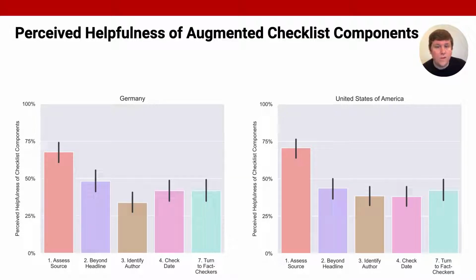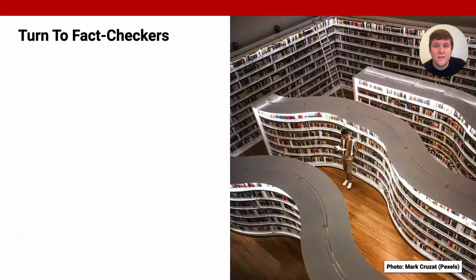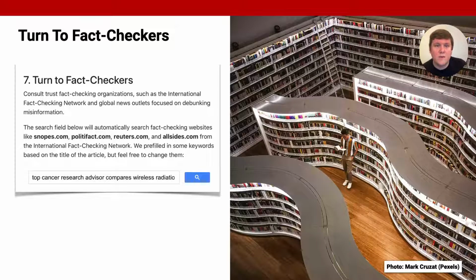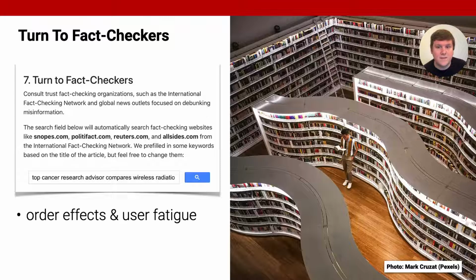In the paper, we thoroughly investigate the correlations between the different ratings and task performance. We find that the technically most sophisticated turn to fact checkers component from the checklist that you see on the left was perceived as less helpful and was acted on far less than simpler components like assess the source. One explanation for this could be that the component was presented as the last item in the checklist. The result could also be explained by user fatigue.